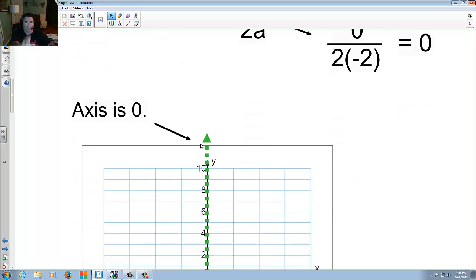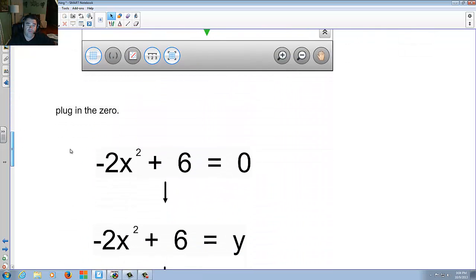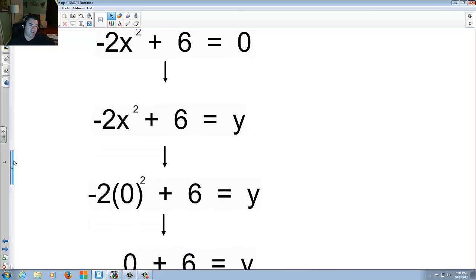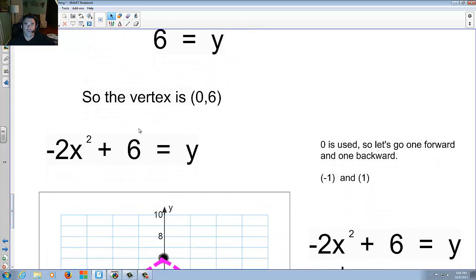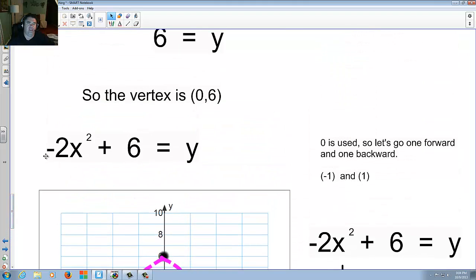So that's the middle point, at the x value of 0. Plug in that x value of 0 right here. 0 squared is 0, times -2 is 0, so plus 6, so y equals 6. So now I know that my vertex is at 0, 6, like this. I also know that -2x squared means it's going to go down pretty quickly. So from 6 up, it's going to start heading downwards.